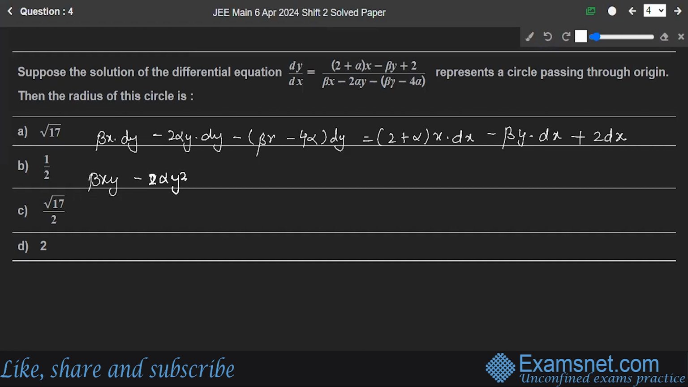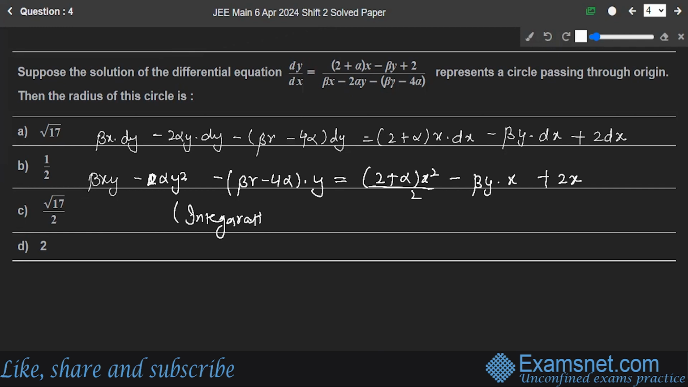So this 2 will get cancelled. And this will be beta gamma 4 alpha into y is equal to 2 plus alpha x square upon 2 minus beta y into x plus 2x. Here I'm integrating both sides. So this is after integrating both sides.